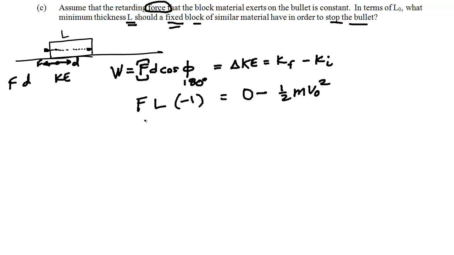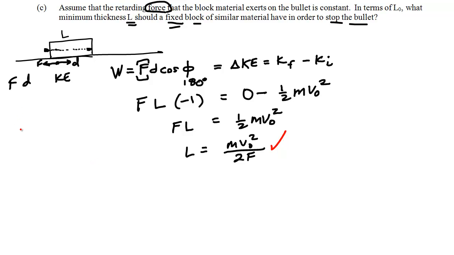So for the situation of the fixed block, we're going to have FL equals 1/2 mv naught squared. All right, that's the case of the stationary block. Now we need to go back to part A with the sliding block and apply this exact same scenario.